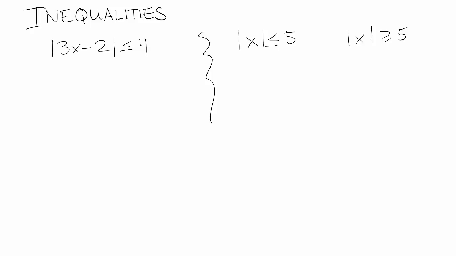So what numbers could you have so that the absolute value is less than or equal to 5? Well, you could try some numbers in there, but we could also look at the number line. Well, when is it equal to 5?